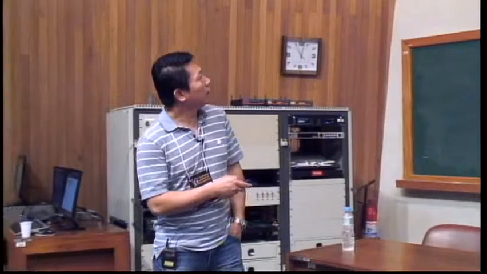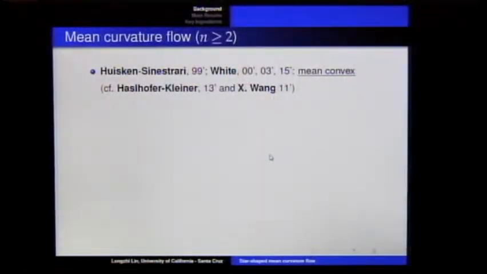And recently, Haslhofer and Kleiner used Andrews' non-collapsing result to give a new proof of this result. You can actually see that the mean convex mean curvature flow develops convex singularities. And Xu-Jia Wang also has some work on the classification of the convex translating solutions.